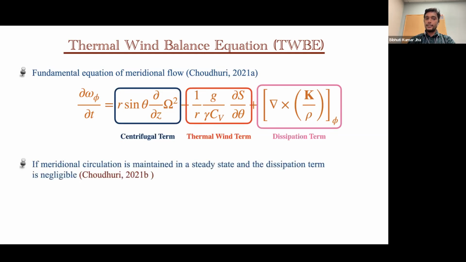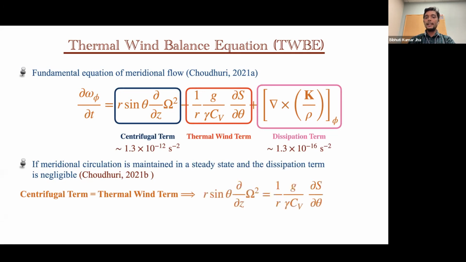Now, in this equation, if the meridional circulation is maintained in a steady state and the dissipation term is negligible, which has been shown again in Chaudhuri, that by order of magnitude the dissipation term is 4 orders of magnitude less than the centrifugal term, then we can ignore the dissipation term, and the centrifugal term will be equal to the thermal wind term, which is this. This equation is called the thermal wind balance equation. I'll be using this equation throughout my talk again and again, and it will play the central part of our theory of the near surface shear layer.